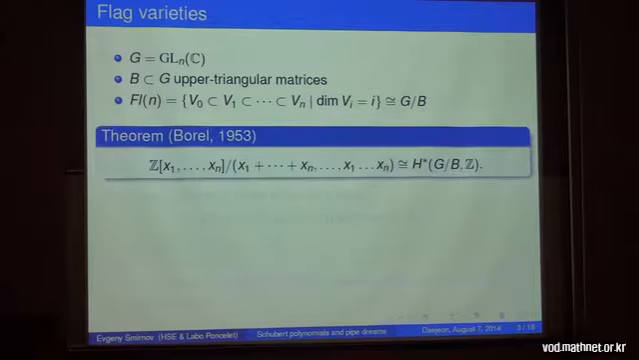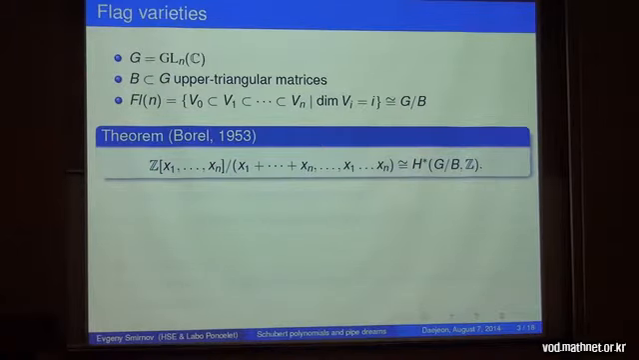People have studied this variety for a long time, and one of the important contributions was done by Borel in the mid-50s in his thesis. He computed the cohomology ring of this variety. It turned out to be isomorphic to the ring of polynomials in n variables, where n is the dimension of the ambient space, mod out by the ideal generated by all symmetric polynomials without constant term. This is to say that you should take all elementary symmetric polynomials, generate the ideal by them, and mod out the whole polynomial ring, and what you get is a graded ring, which is isomorphic to the cohomology of G mod B.